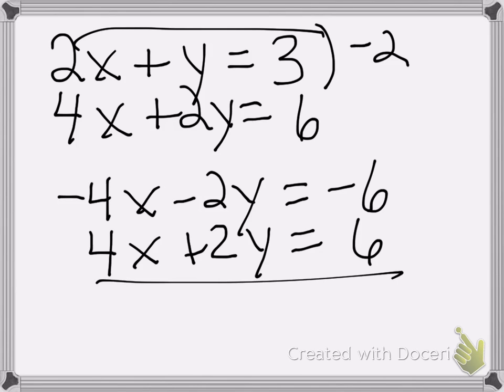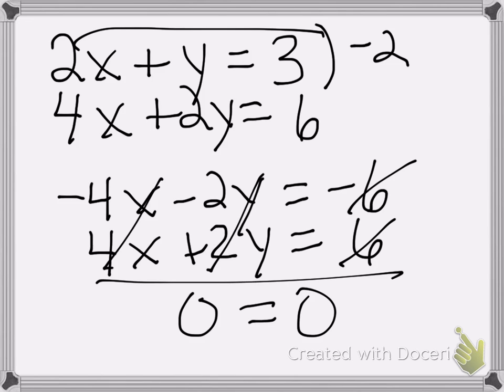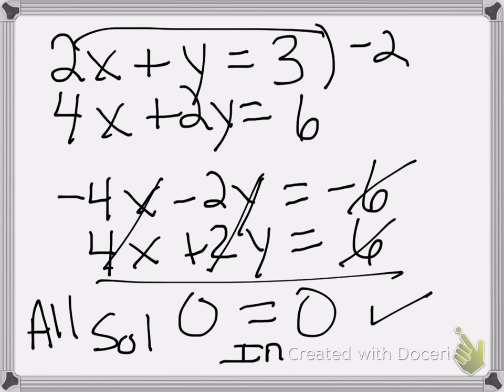And look what happens when I add them together. The x's drop out, the y's drop out. We have 0, and the other side drops out. Now all the letters dropped out. So you have to make a decision. Does 0 equal 0? Yeah, sure it does. That's true. So this is all solutions, or infinitely many solutions, infinite. And remember, when that happens, that means our lines are coinciding.